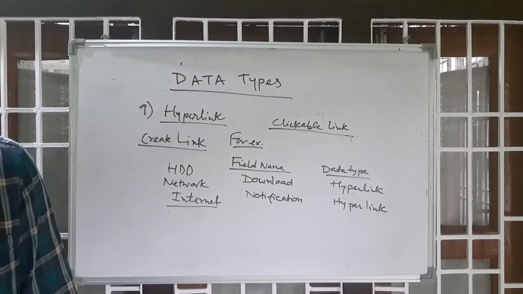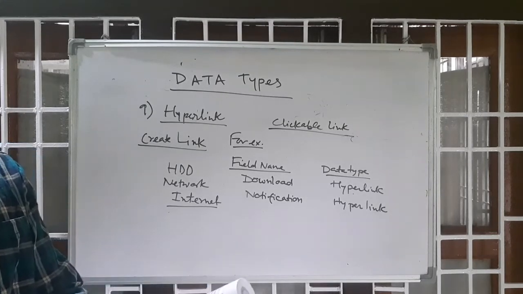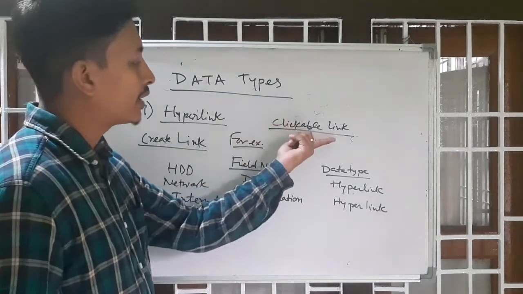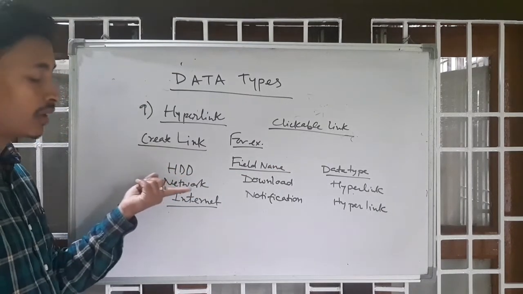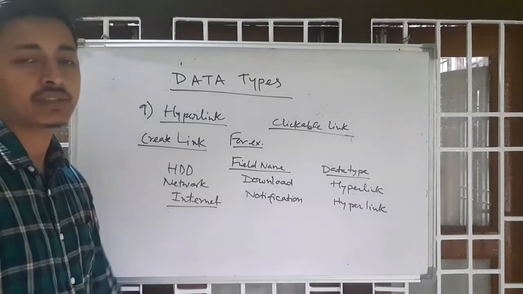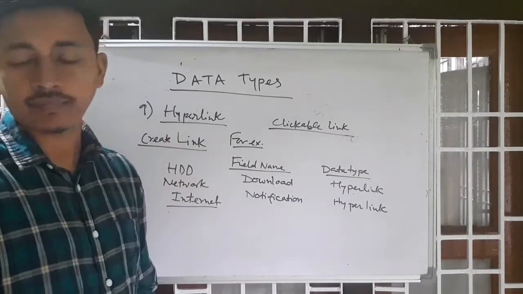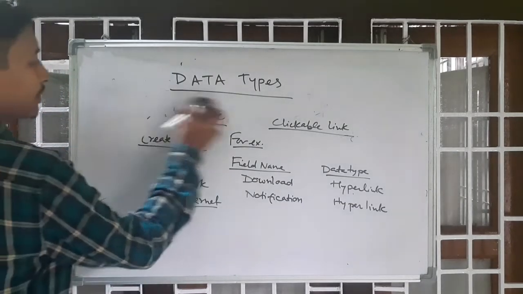So that's why in the book you can see here, this is a clickable path to a folder on your hard disk, a network location, or a website. When you click on the link, you open a folder, or something on the network, or any website. Okay, so this is called a hyperlink. So next is attachment.